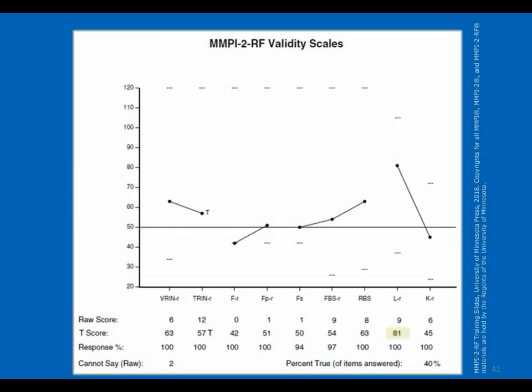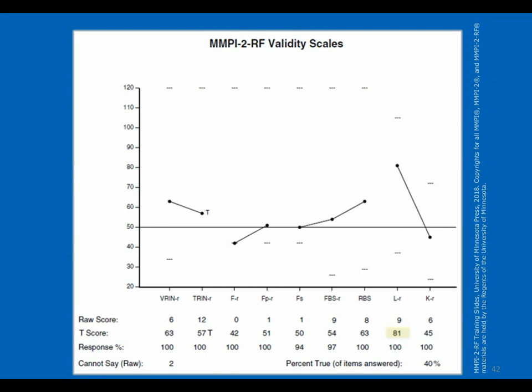In this example, underreporting is indicated by an elevated L score, which indicates that the test taker denied minor faults and shortcomings that most people are willing to acknowledge. Now, most of the time we want to consider the confound of LR, which is a traditional upbringing, but with scores this high on LR, we can mostly rule out these confounds and conclude that the most likely explanation is underreporting in this case.